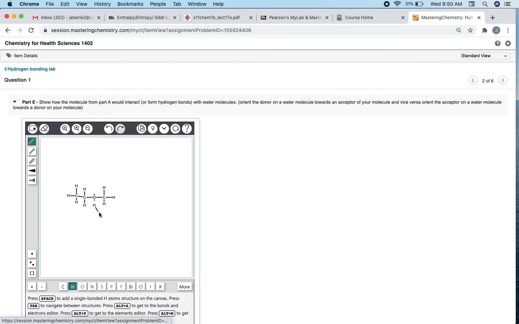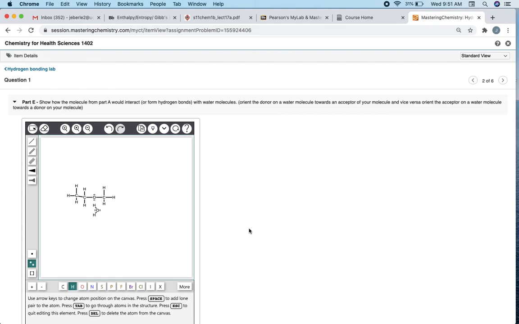That's 1 hydrogen. And I'm going to, oops, undo. I don't need to connect it to hydrogen, I need to connect it to oxygen, HOH. And then add my other hydrogen on. And then put the 2 lone pairs on the oxygen for the water molecule, or you'll probably get counted incorrect. So that's it. That's showing how, if there were to be a hydrogen bond, that water molecule would orient itself towards your molecule.